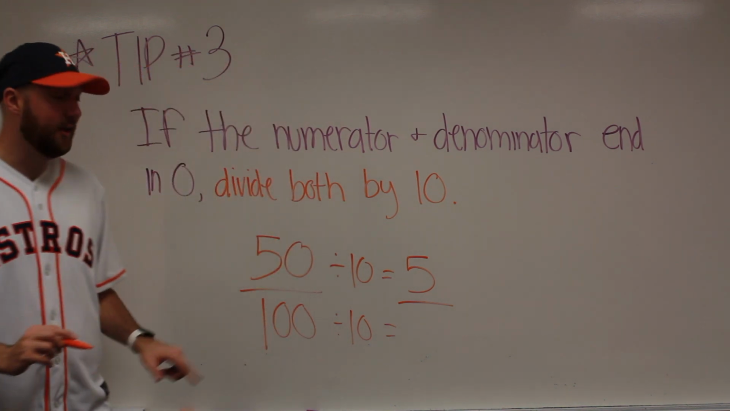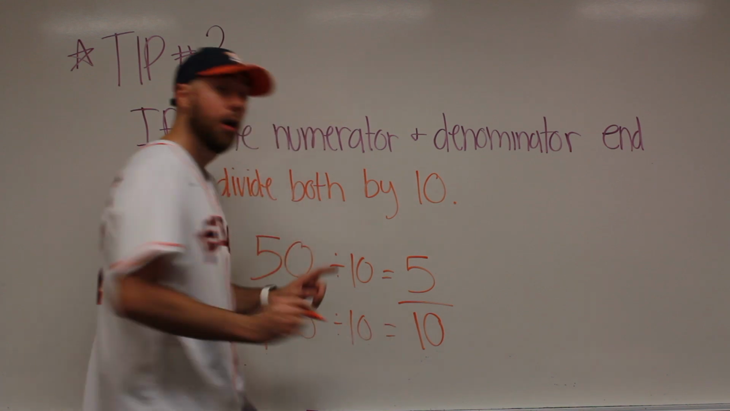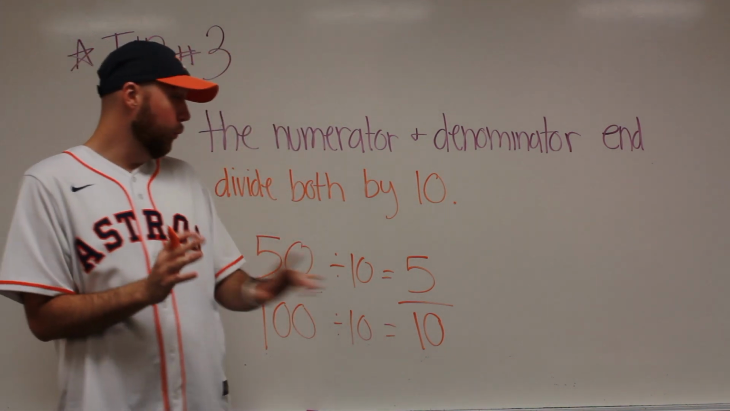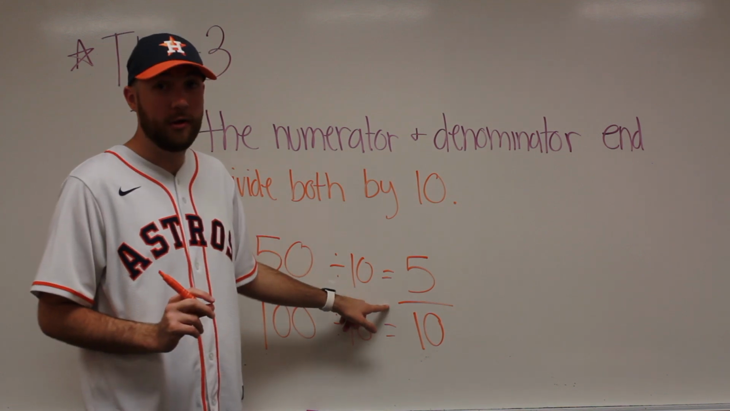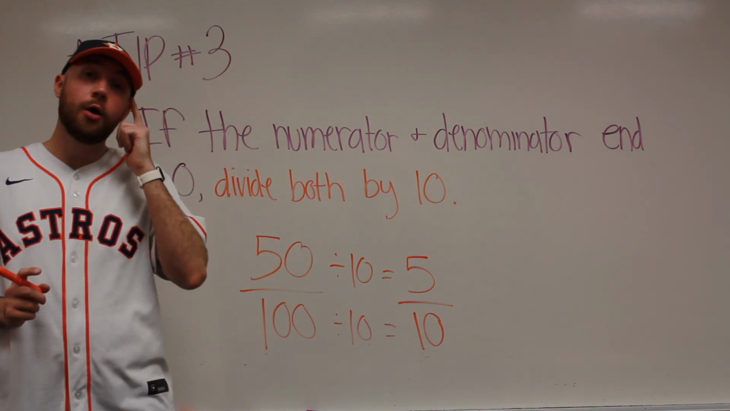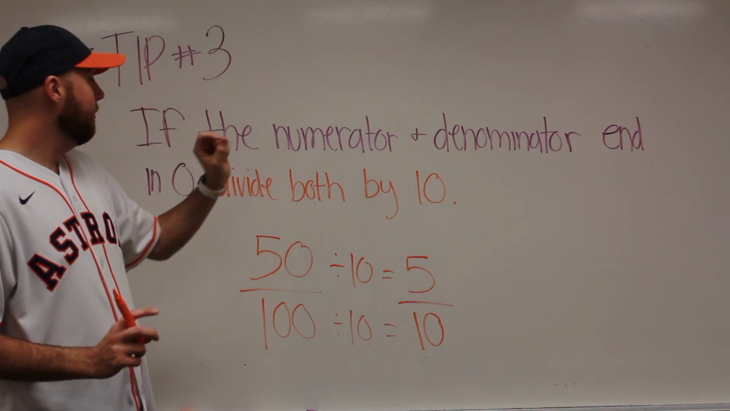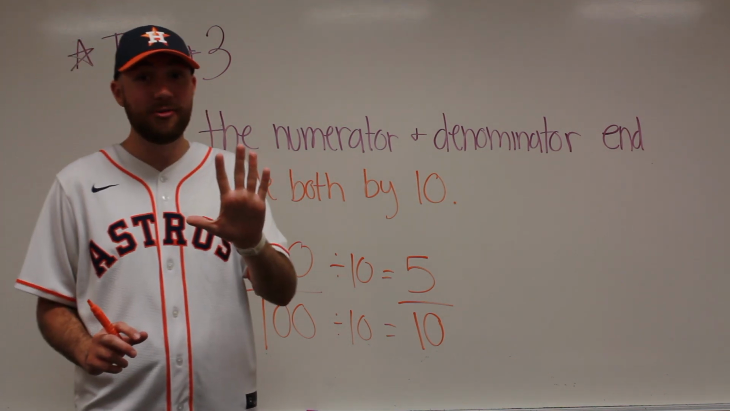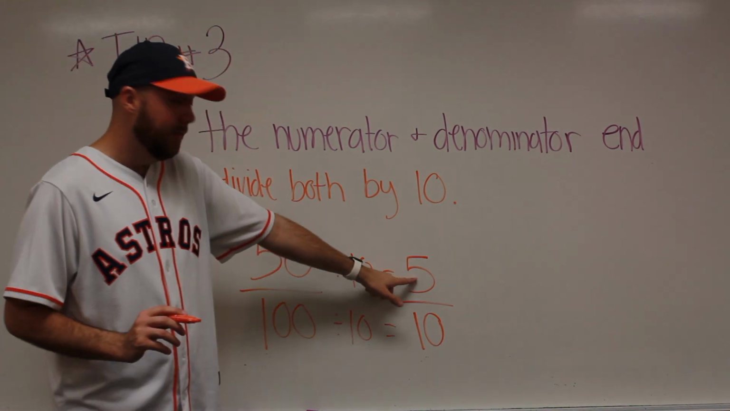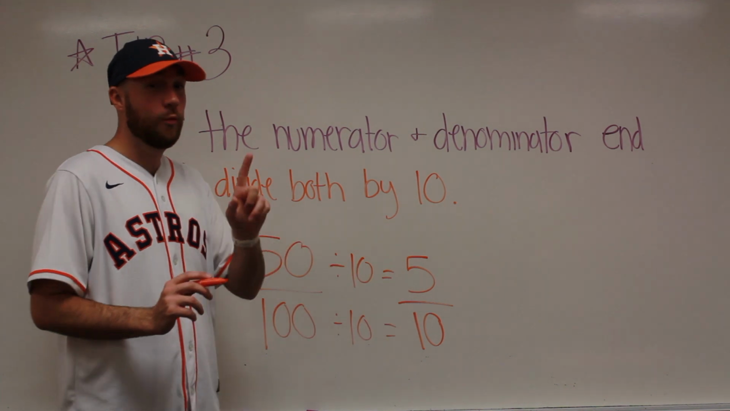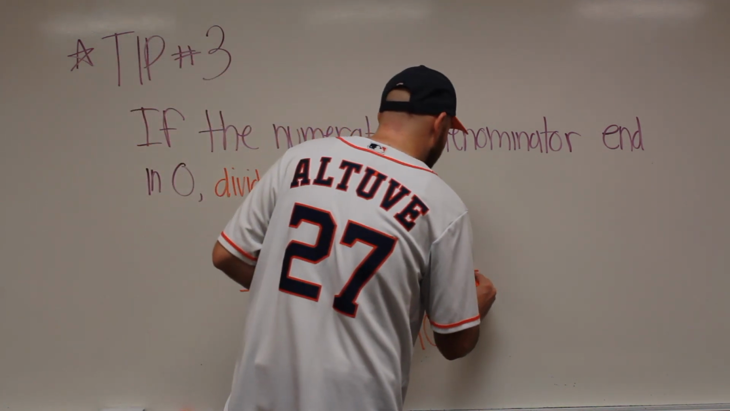100 divided by 10 is 10. Okay, this is a mistake I see a lot. Some of us would stop here. But if we go back and remember our rules, what was that last rule for tip number 2? It was if the numerator or denominator end in either 5 or 0, divide by 5. So I'm not done here. This can be simplified one more time, right? Because this is a 5 and that's a 0. So I know I can divide both by 5.